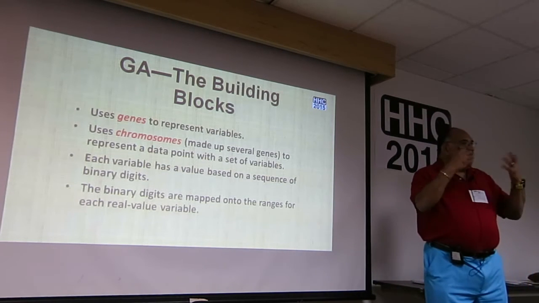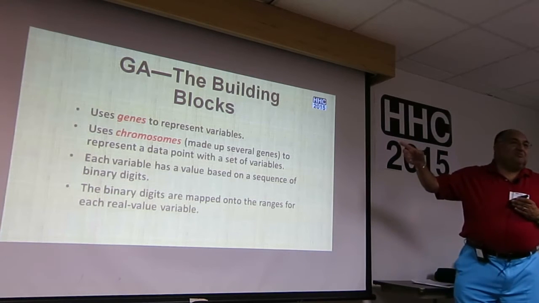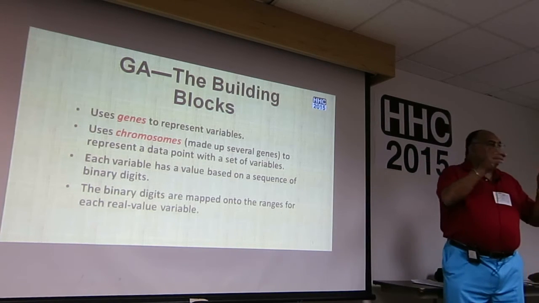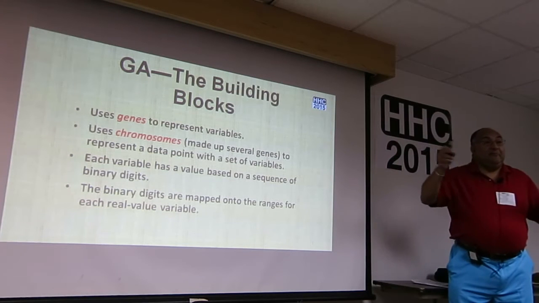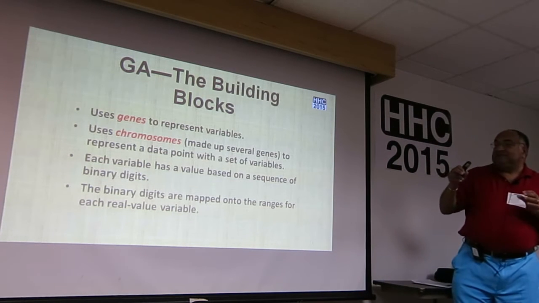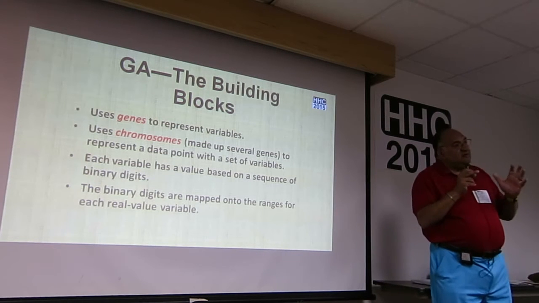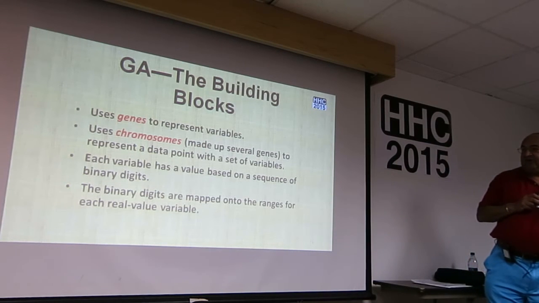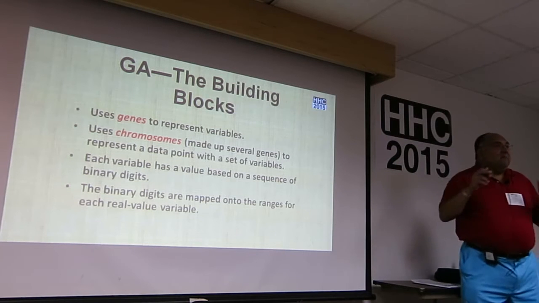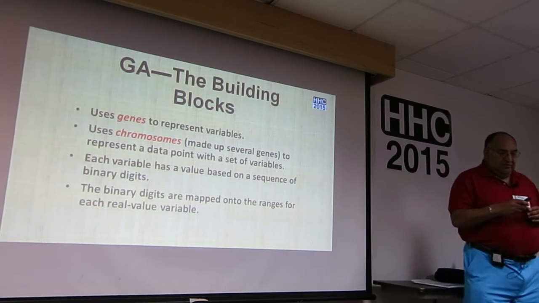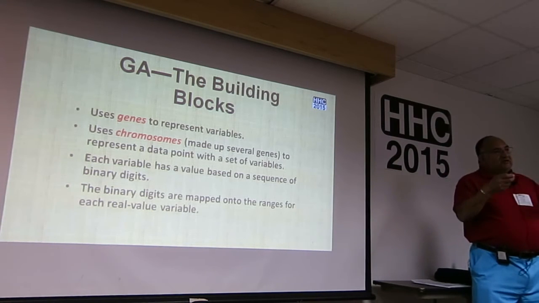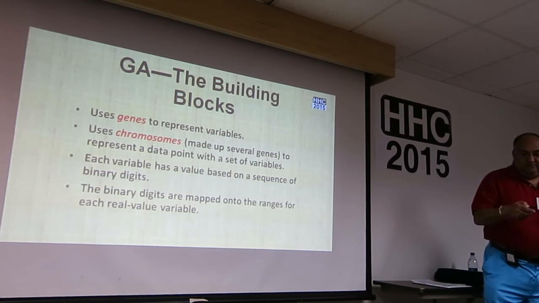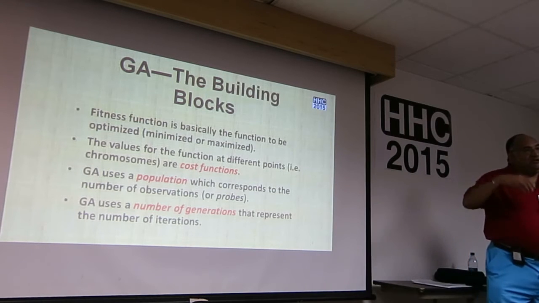GA has its own parlance, so to speak. It has its own terms because it mimics genetic mutations. It uses genes to represent variables, so a gene is a variable. It uses chromosomes, which are made up of several genes, to represent a data point. Each variable is based on a sequence of binary digits, if you're looking at GA from a purist standpoint. We will talk about variations on that later on. The binary digits are usually mapped onto a range of real values, so you have a routine that takes the current zeros and ones and translates them into the real number that they fall in.